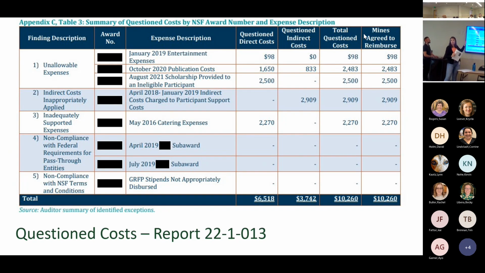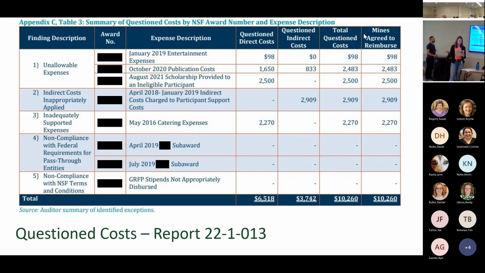I know this is probably really hard to read, and I apologize, but I do think the slides will be provided, so you can blow it up and actually read it. So number one was unallowable expenses.